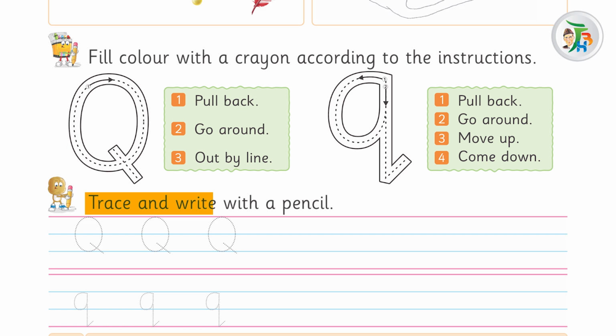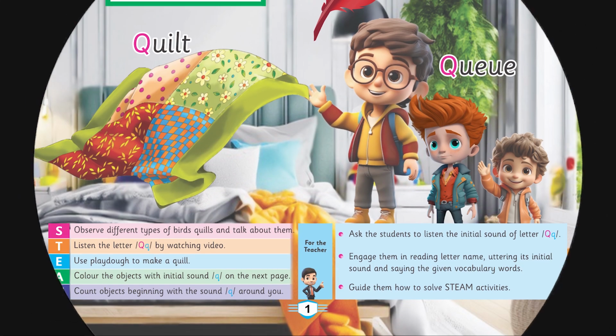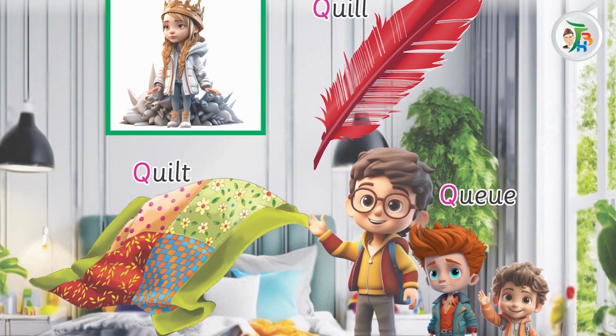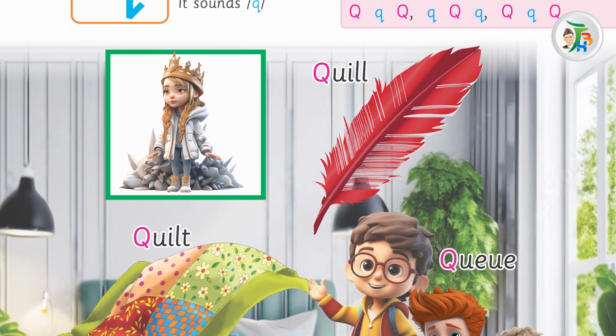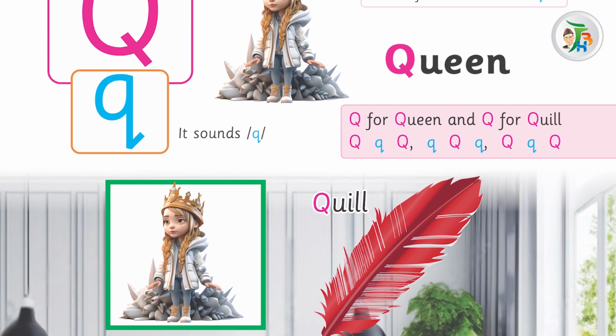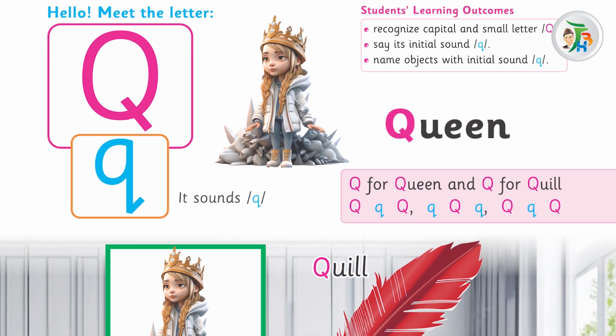The next is trace and write with a pencil. So students, you have to trace the capital and small letter Q with the pencil. After that, you have to try writing it by yourself. So my lovely students, I hope now you have the identification of letter Q, you also know its formation, and you know its sound. Now you can look around and identify whatever things start with letter Q.